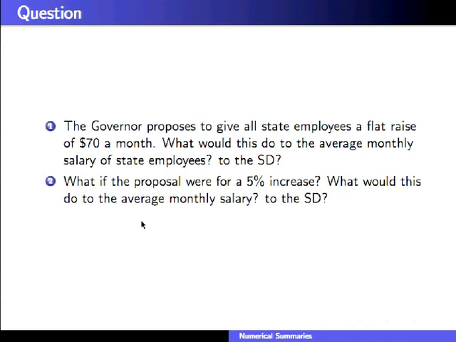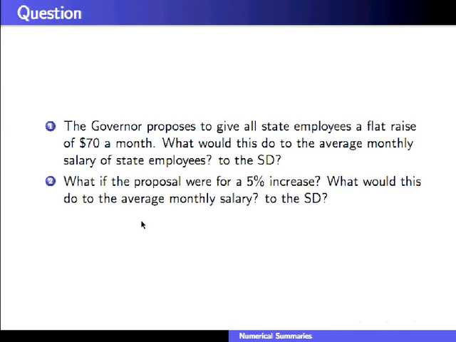All right. What does the $70 flat do to the mean? Yes? Nothing, because it's constant. Well, it doesn't do nothing. It increases it, but I mean... it increases the mean. Two questions are there. First, what does it do to the average monthly salary? And what does it do to the SD? I'll take your answer for the SD.